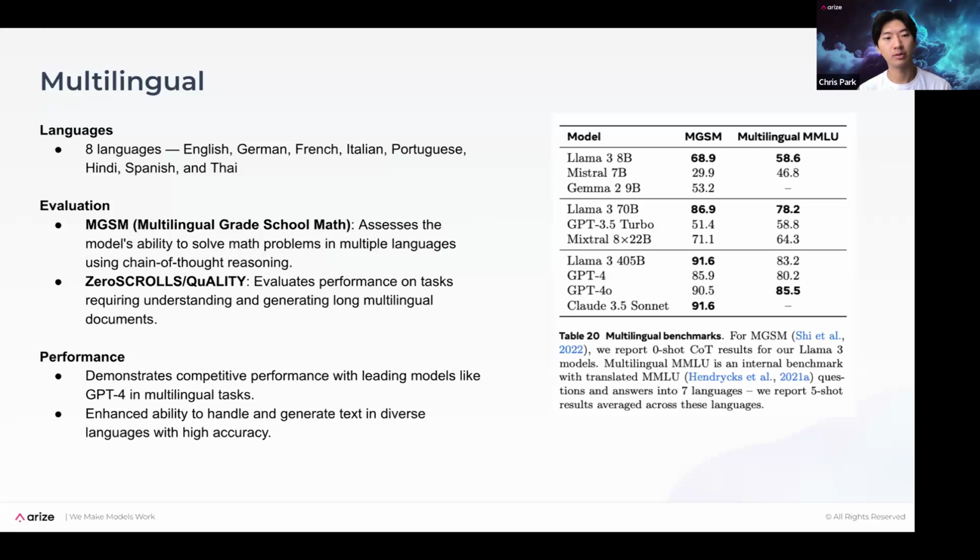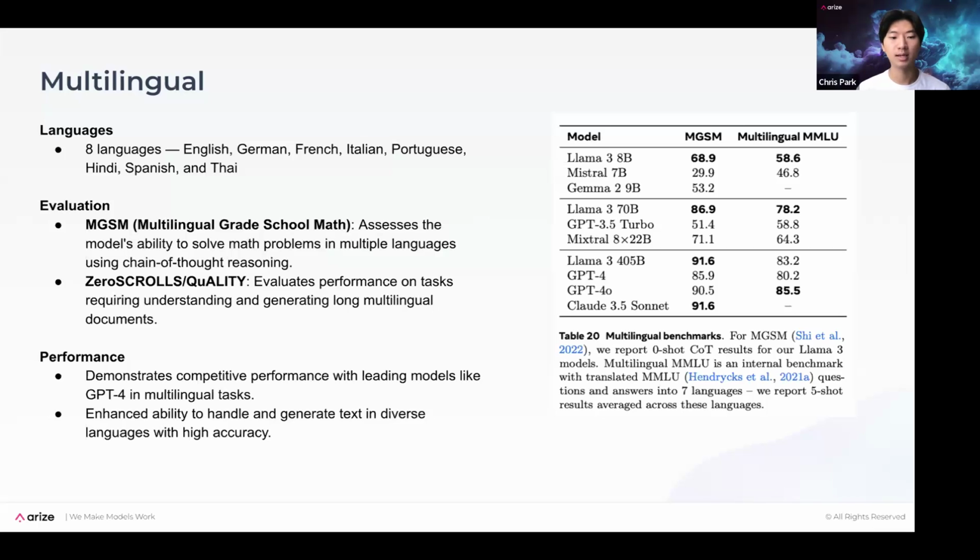Yeah, and then in terms of multilingual, like we said, 8 languages: English, German, French, Italian, Portuguese, Hindi, Spanish, and Thai. So all very high resource languages, which makes sense. And then evaluation wise, they use the multilingual grade school math and the ZeroSCROLLS benchmarks. Those assess model ability to solve problems in multiple languages, and tasks on different long multilingual documents and generation related to that.